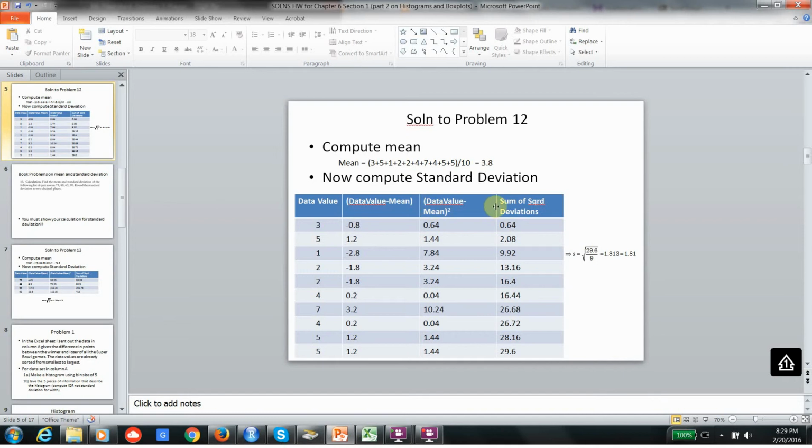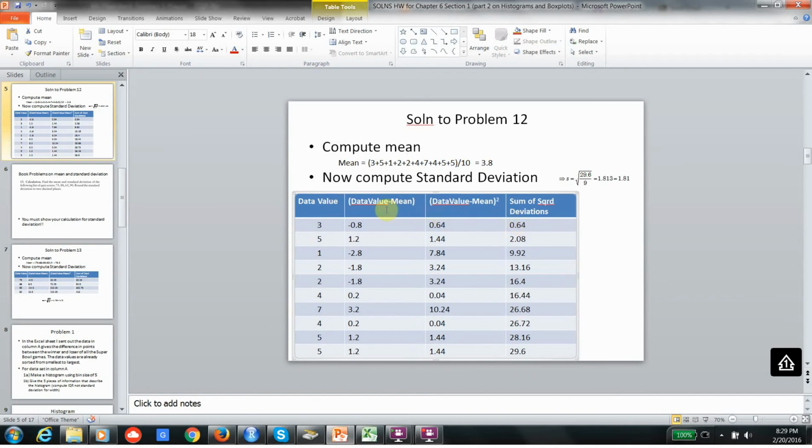And so this is the sort of thing that I'm going to ask you to do on the exam. I'm going to give you a table. It looks just like this. And you're going to go ahead and fill it out. So I'm going to enter the data values. And then I'm going to compute this thing called the deviation. This is the data value minus the mean. Okay, and then I'm going to square that. And I'm going to keep a running sum.